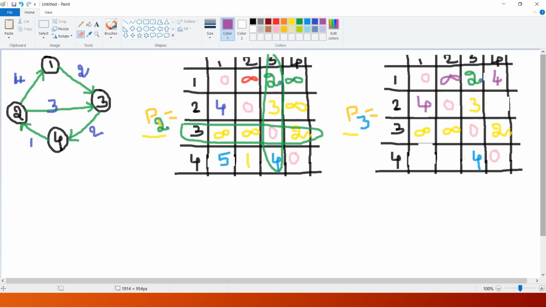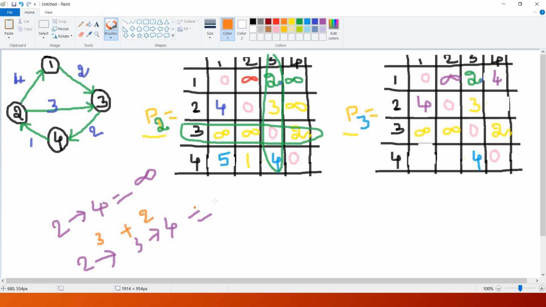So next one is 2 to 4. So find out the path. 2 to 4 is actually what is the value? Infinite. So 2 to 4 is infinite. So let us find out with intermediate 3. 2 to 3, then 3 to 4. So then what happens? Let us see. So 2 to 3 is of cost 3. Okay, we got a path. 3 to 4 is of cost 2. So 3 plus 2 is 5.